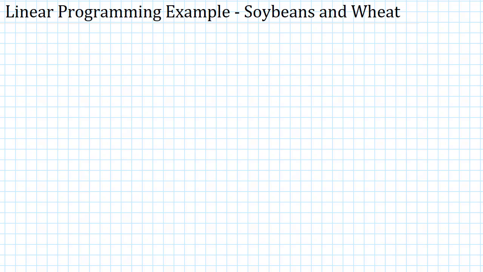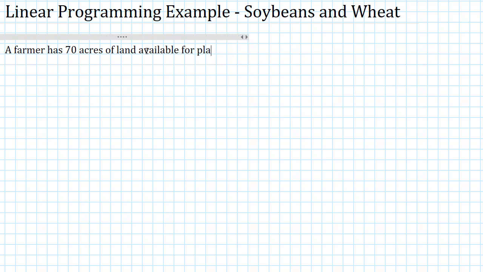So the example we're going to do is a pretty lengthy paragraph. So I'm going to type that out, and if you're taking notes, I recommend that you write it out as well. I'll try to go slowly here, and we can think about what the problem is describing as we type it up. It starts with: a farmer has 70 acres of land available for planting soybeans and wheat. Okay, so we can see that we already have a limitation, right?